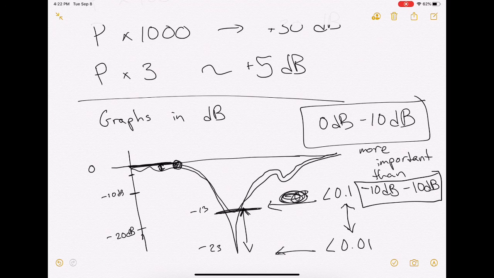We can talk more about this as we go through the class because we're going to be comparing a lot of different quantities in dB, and some of them are going to be more important than others.